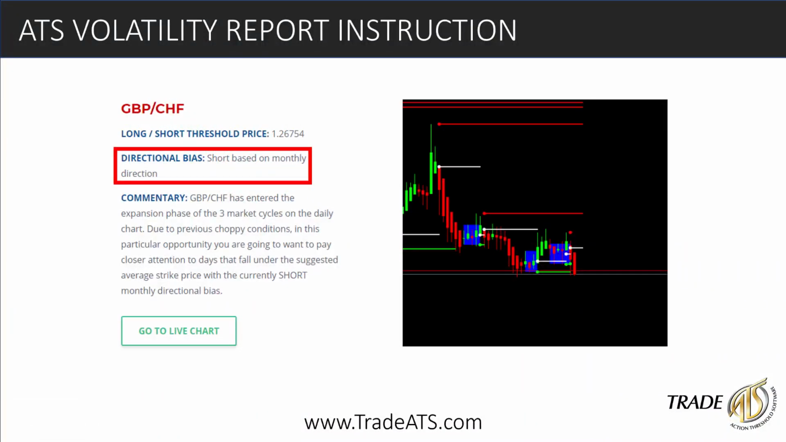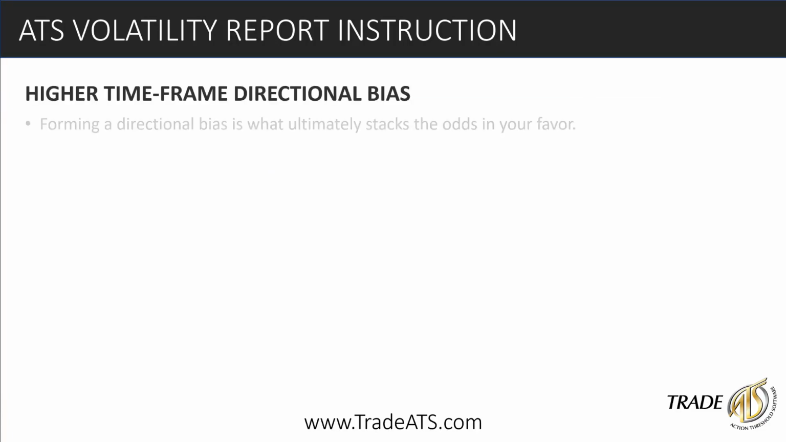So let's talk about the directional bias. What does this piece of information mean on the volatility report? So our directional bias is based on a higher time frame. Forming a directional bias is what ultimately stacks the odds in your favor.